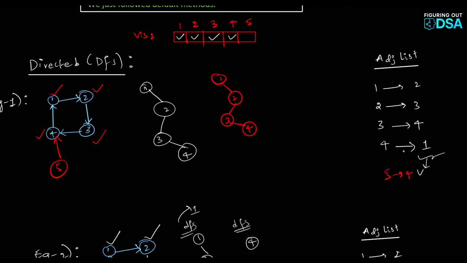We need to ensure that this node 1 is also visited in the visited 2 vector, and we see it is visited in the visited 2 vector. So that's how we figure out the cycle in this graph. So actually this visited vector 2 is ensuring that in which DFS call we are in. This is actually the DFS recursion vector.